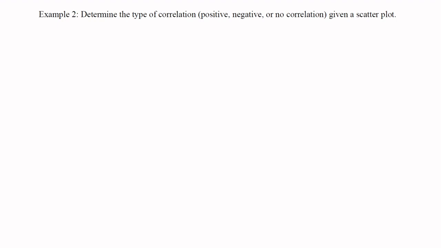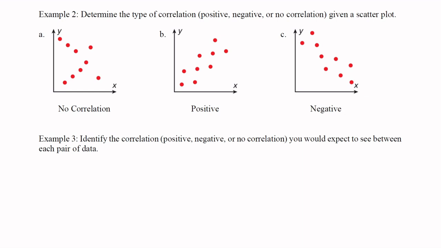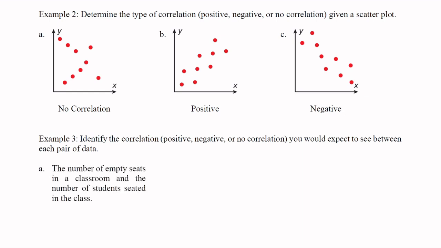So let's determine the type of correlation, positive, negative, or no correlation, given the scatter plots. In this one, we've got data that looks like it's going down, but we also have data that looks like it's going up. So it's hard to draw any conclusions, so there is no correlation. In B, the data is generally going up from left to right, so we have a positive correlation. And in C, the data generally goes down from left to right, so it is a negative correlation.